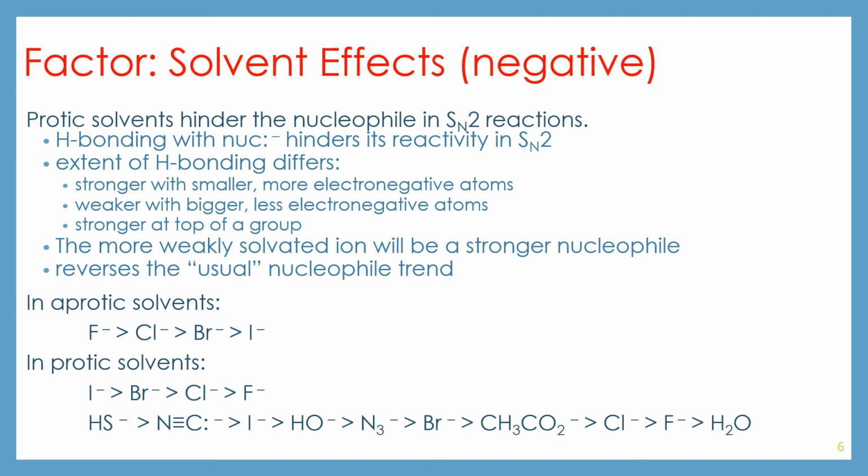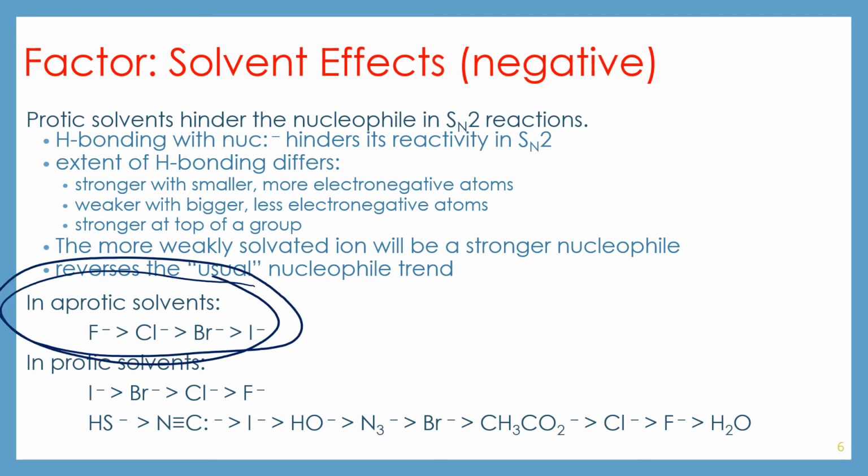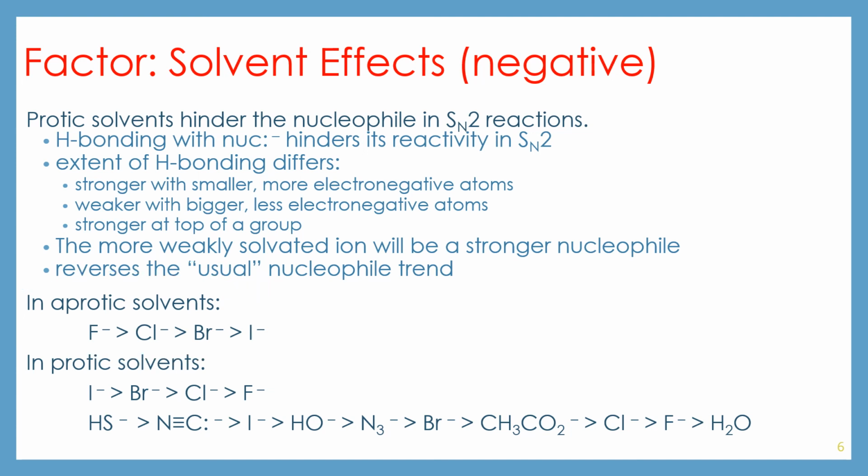So if you use a protic solvent in an SN2 reaction, this can actually reverse our usual expected nucleophile trend. So in an aprotic solvent, and also in general, fluorine is typically a better nucleophile than chlorine, and then greater than bromine, greater than iodine. But in a protic solvent, fluoride is going to interact much more strongly with the hydrogen atoms of water. It would be much more strongly solvated, and so it actually flip-flops our expected nucleophile trend.